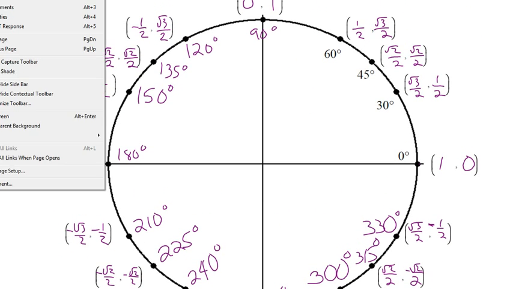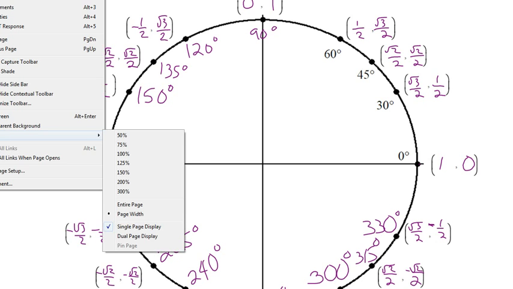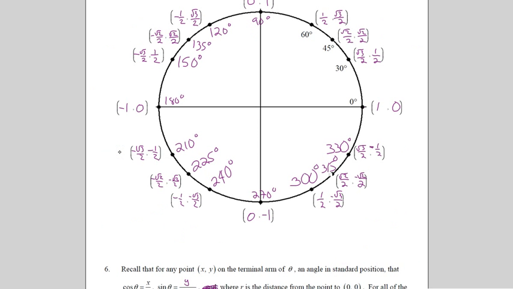Let's zoom out, zoom in. This will work. Okay, so.